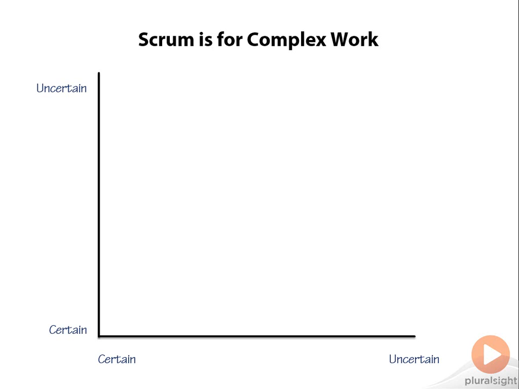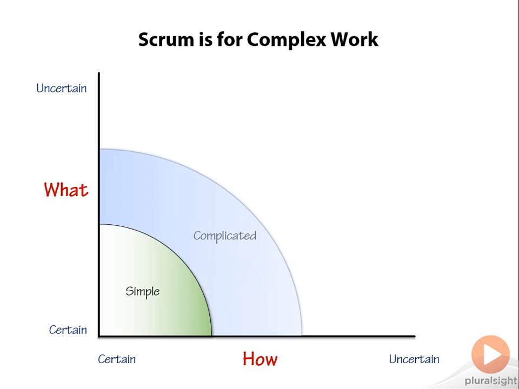For example, when we're talking about building software, we have two questions that we might consider. What are we going to build, and how are we going to build it? If we are very certain about what we will build and very certain about how we will build it, the work to do so falls within the simple domain. If, however, we are less certain about how we will build it or what we will build, which is often the case in software development projects, we can call this work complicated.